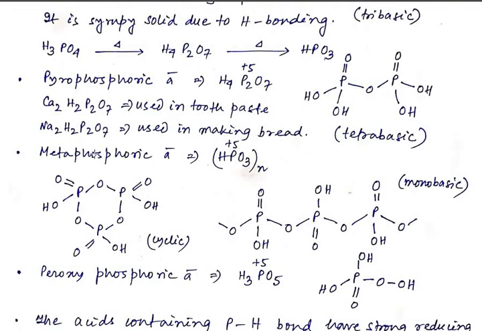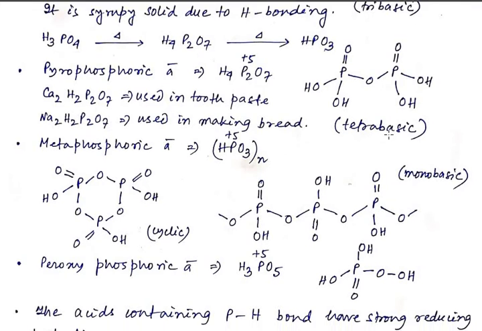Now the applications. Ca2H2P2O7, the calcium salt of pyrophosphoric acid, is used in toothpaste. Again, Na2H2P2O7, the sodium salt of pyrophosphoric acid, is used in making bread. So these are a few applications of pyrophosphoric acid.